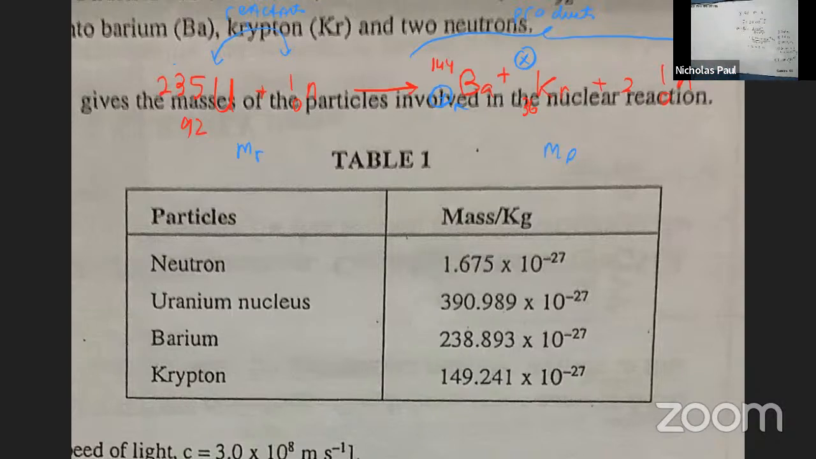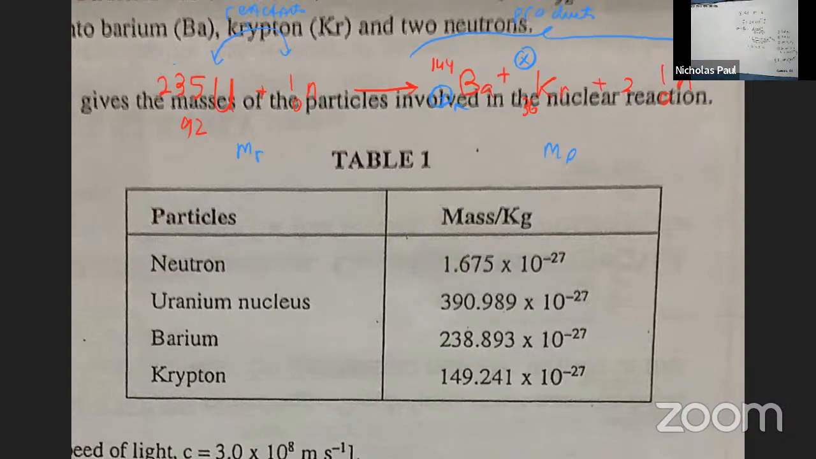Find the mass of the reactants. What are you doing? Find the mass of the reactants there, hurry up. The reactants right there. All right, come, I'll take a look.